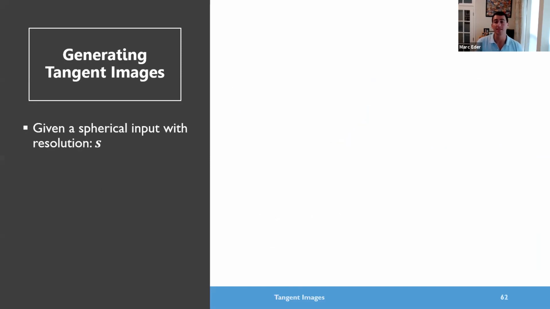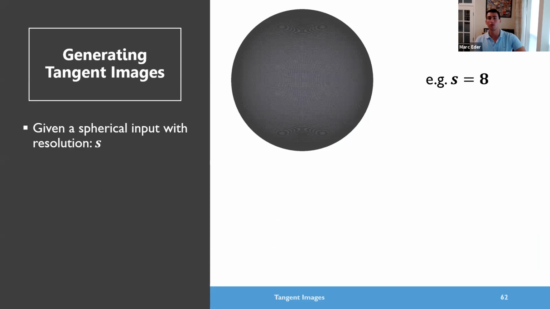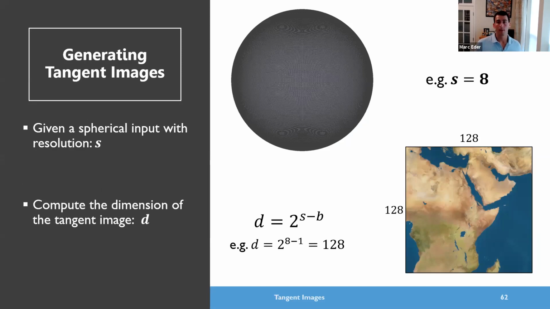So now that we have set a base level, we need to determine the pixel resolution of our tangent images. Let's say we have a spherical image with a resolution S, in terms of the equivalent icosahedral subdivision level. We can set S equals 8 maybe. We can then compute the dimension of our tangent image D by this relation: D equals 2 to the S minus B. So basically for a level 8 input with a base level 1 icosahedron, we get 2 to the 8 minus 1, or a 128 by 128 pixel image.